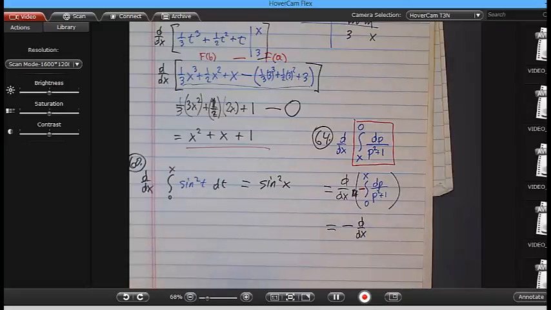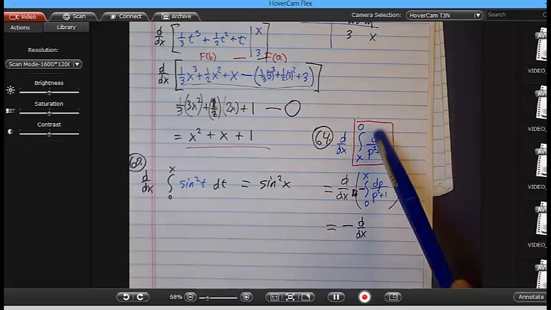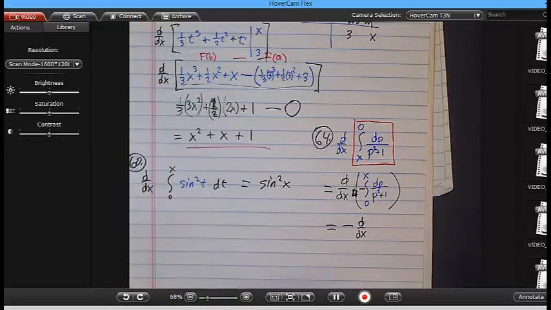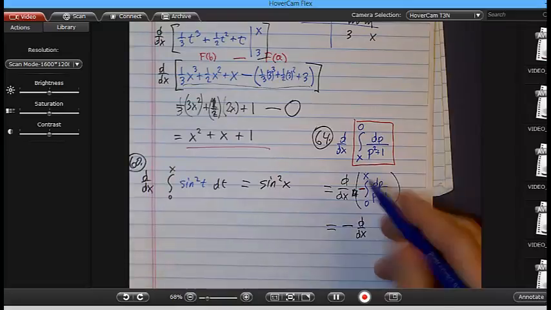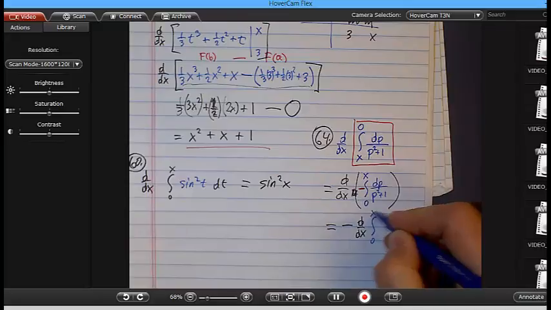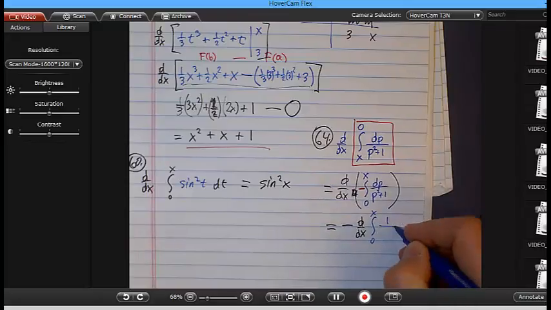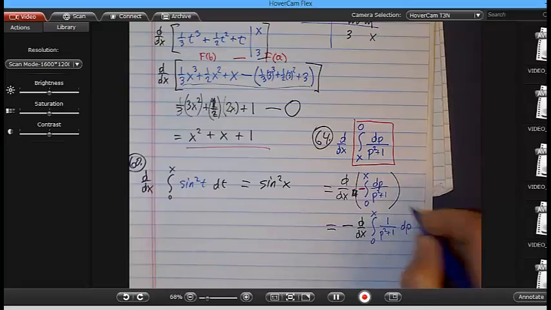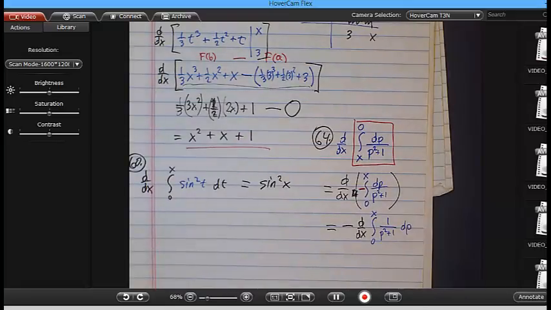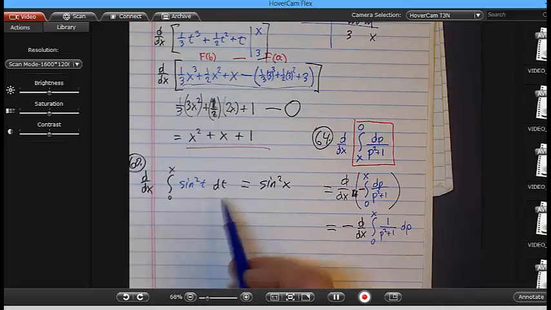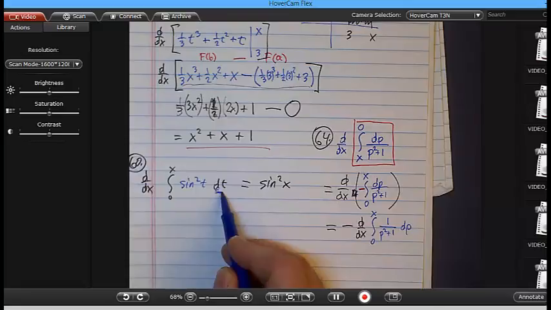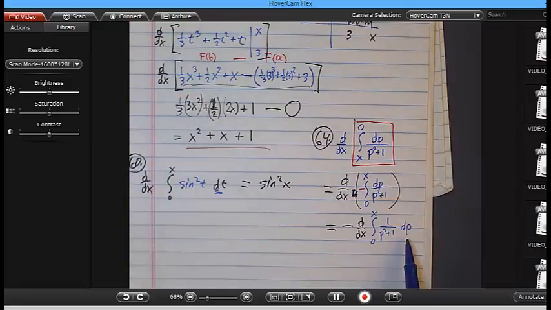And by the way, when you see this dp, this differential on top of a fraction, I want you to understand that that means the same as this: 1 over p squared plus 1 dp. Sometimes, actually most of the time, you'll see that the differential just is after the function. But sometimes people get lazy, and when they have a fraction, it's like this.